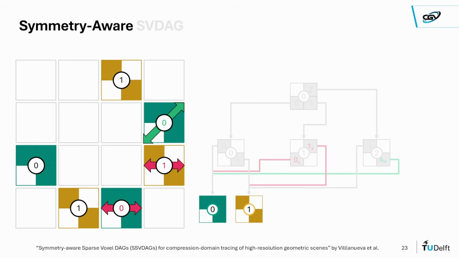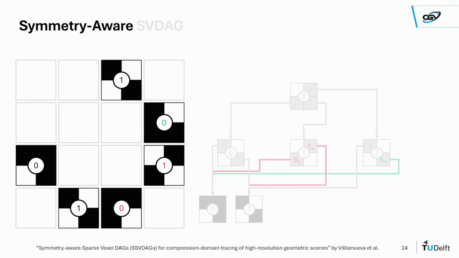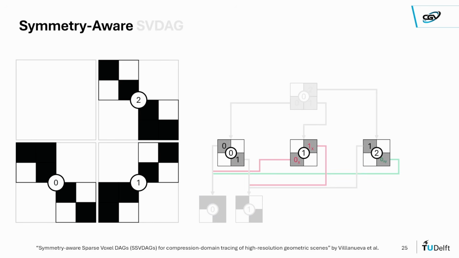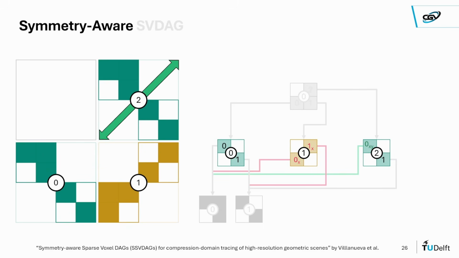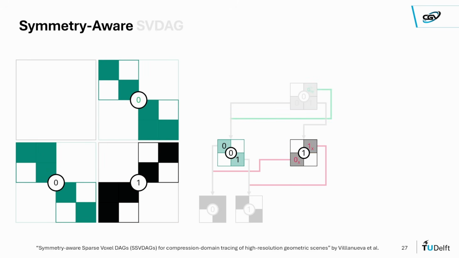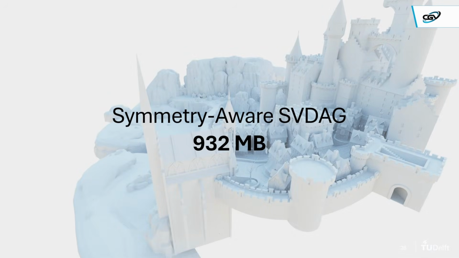Now, the SVDAC is not just going to store simple pointers, but the pointers will also have some transformation associated with them, which indicates whether there is a mirror symmetry along the x, y, z-axis, or a combination of those. Now, this process is applied not only to the leaf nodes, but also to all of the inner nodes. The authors combined this with a novel pointer encoding scheme to reduce the memory usage of their symmetry-aware SVDAC to around 930 megabytes for this specific scene. Now, this is going to be the starting point for our work.